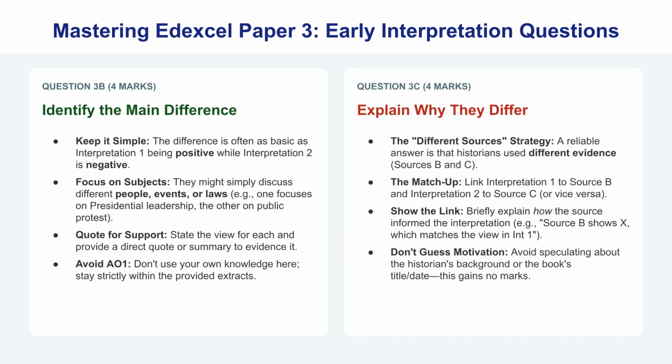For question 3c, explaining why they differ, use the different sources strategy. Link interpretation 1 to source B and interpretation 2 to source C or vice versa, and show how the source informed the interpretation. This is always an answer.